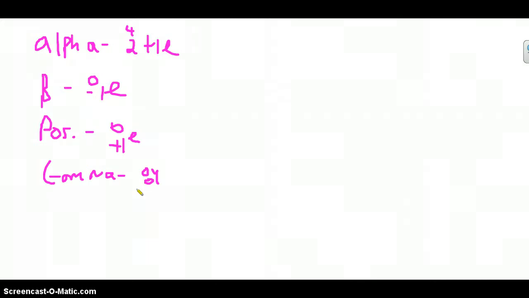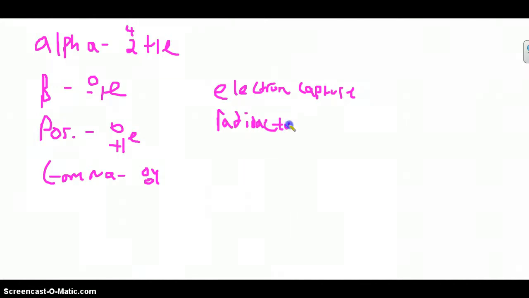We also can have electron capture, which is actually one of the more interesting ones. These radioactive elements can also be called radioactive isotopes.